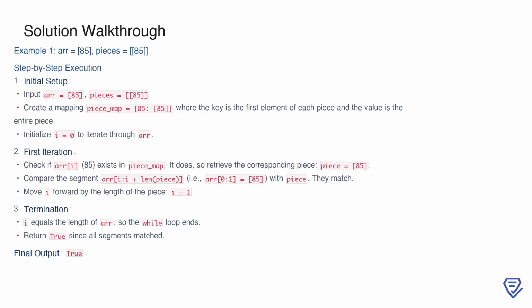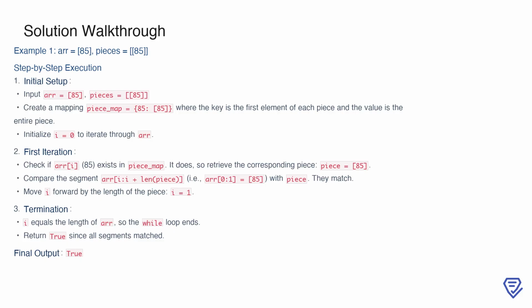To solve this problem, we begin with example 1. The input array is ARR equals [85], and the pieces array is pieces equals [[85]]. First, we need to create a mapping called piece_map, where the key is the first element of each piece and the value is the entire piece. In this case, piece_map becomes {85: [85]}. We also initialize an index variable, I equals 0, to iterate through the ARR.